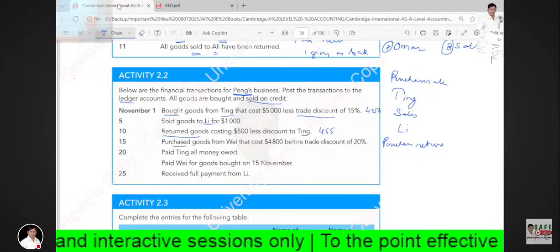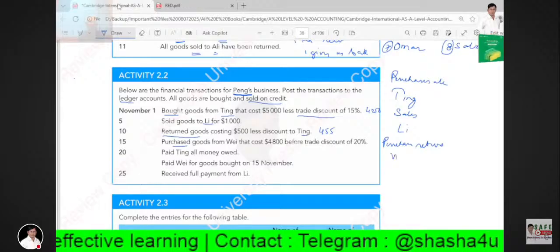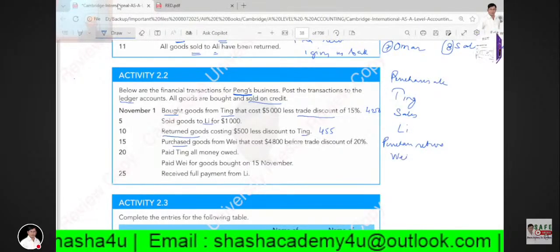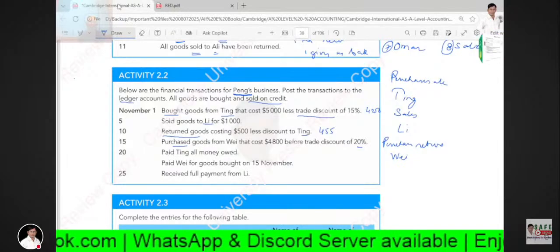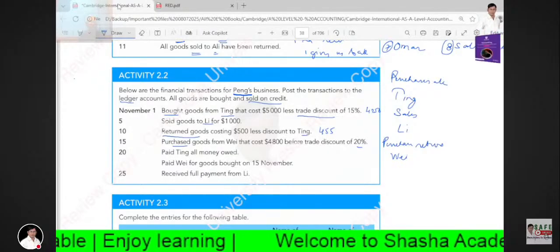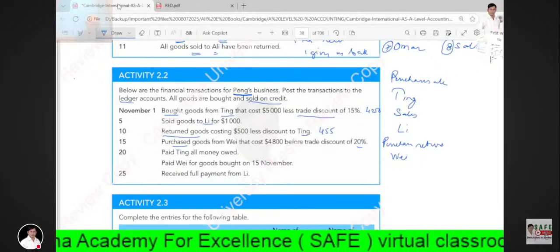Purchased goods from V. So again purchases, the purchases account is already there. Cost 4,800 less trade discount of 20%. So this should be recorded at 4,800 minus 20%.